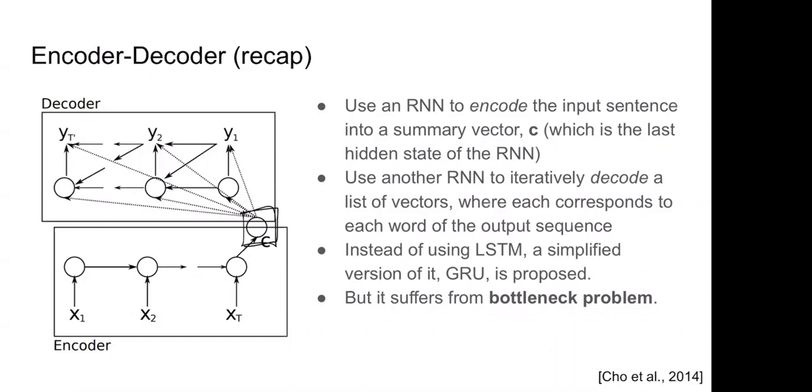Of course, you can only create one at a time. So in your first time step, you create your first output word, and then you feed that first output word as an input to the next time step and create the next output word, and so on. And in this paper, Cho et al. used a GRU instead of an LSTM. You can think of it as a simplified version of LSTM.